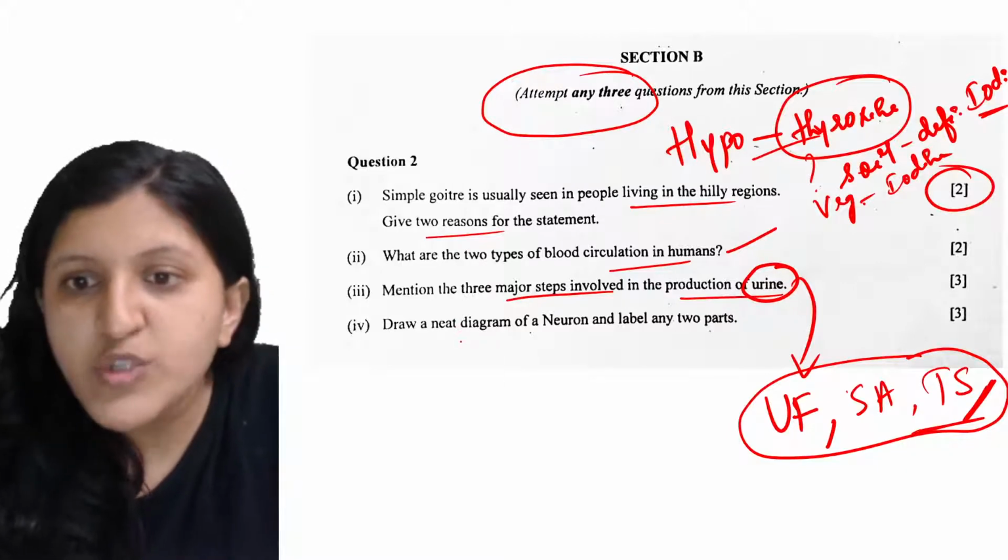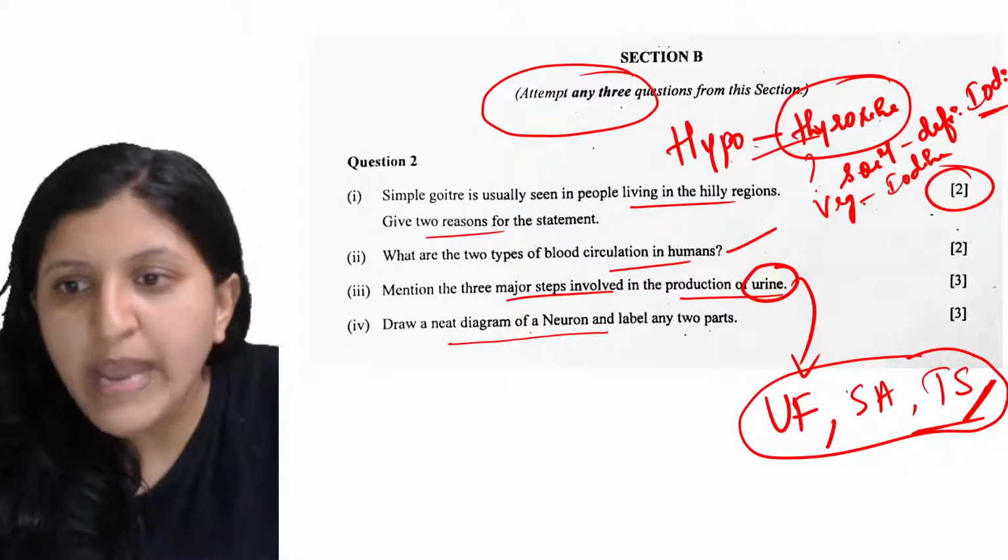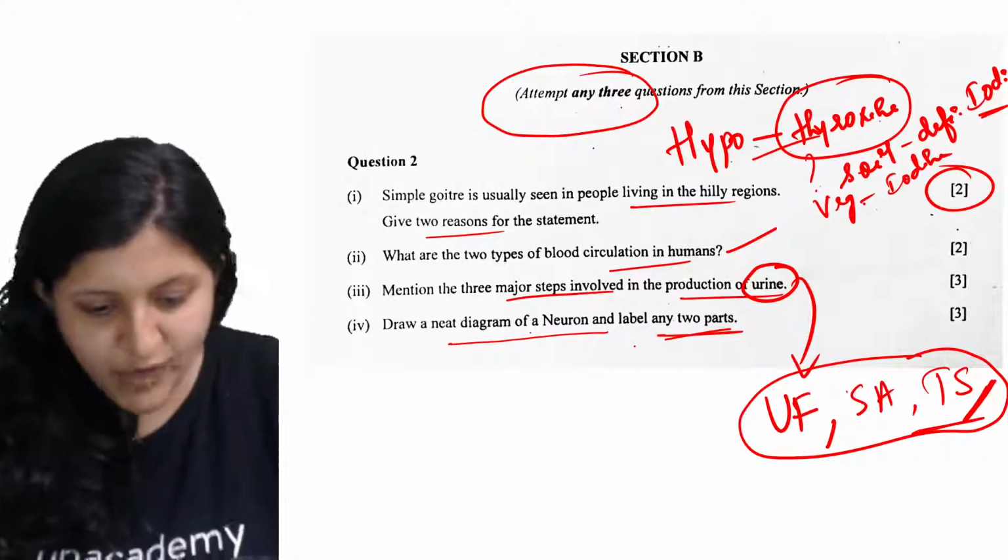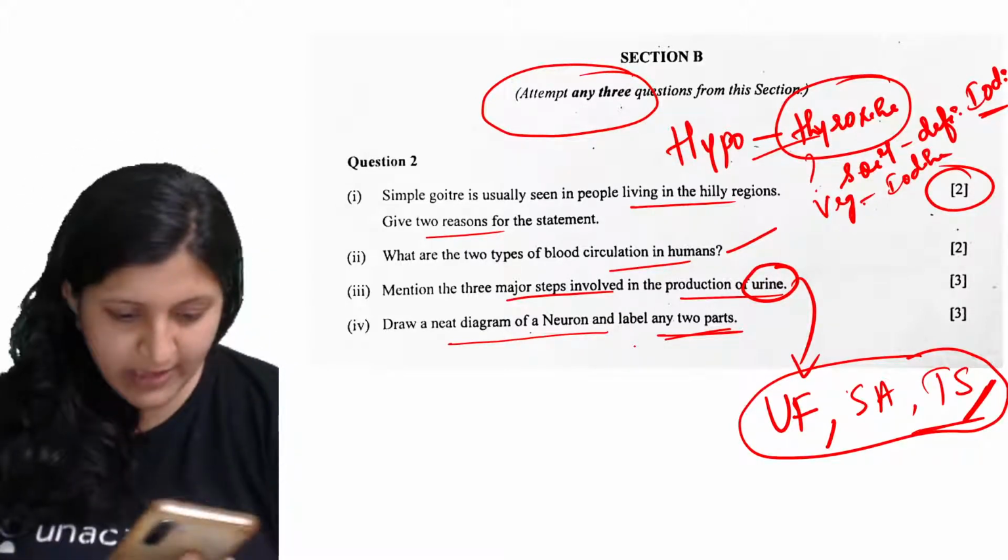So this is done. Now draw a neat diagram of a neuron and label any two parts. So what parts have you labeled? Have you done the diagram properly?